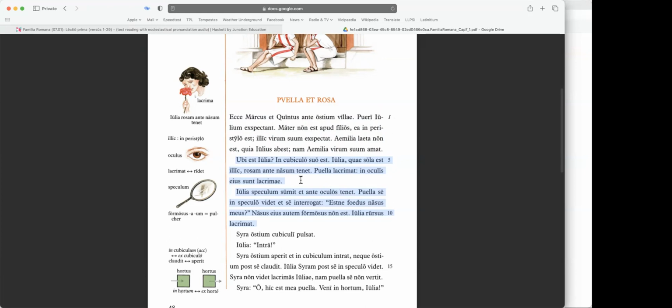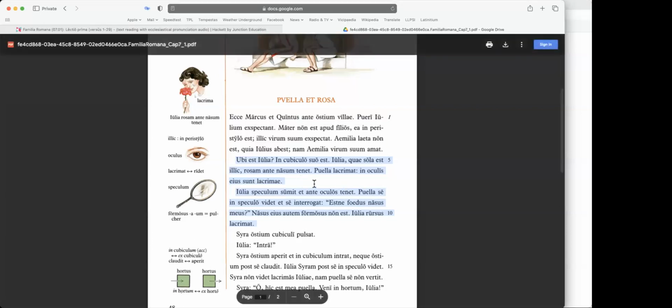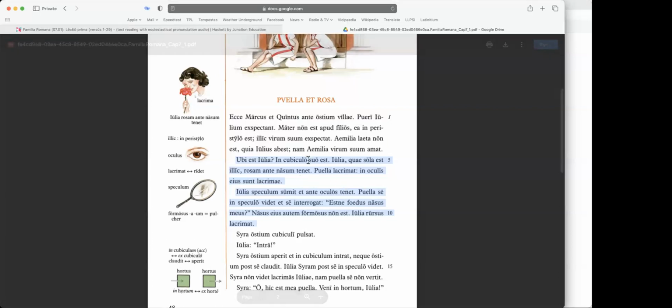Very good. Julia speculum sumit et ante oculos tenet. Hold on, oculos, short o. The first one is oculos tenet. Puella se in speculo videt et se interrogat.